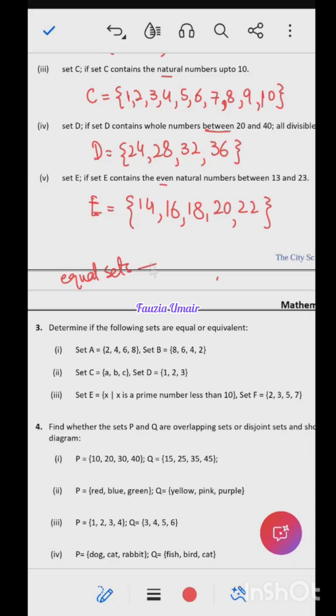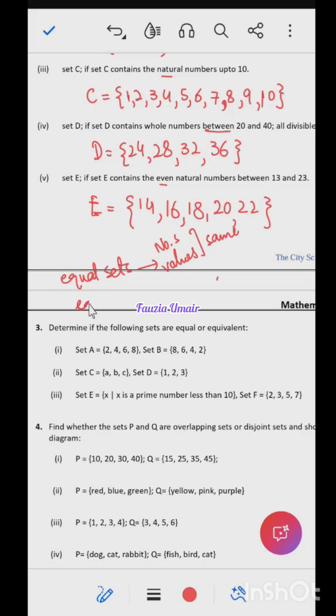Mohit, what are equal sets? Zainab, you can tell. Ma'am, the elements are the same, and the number of elements and the value of elements are the same. Very good. Numbers and values both are same. ठीक है? वही same elements होने चाहिए. Number of elements should also be same.